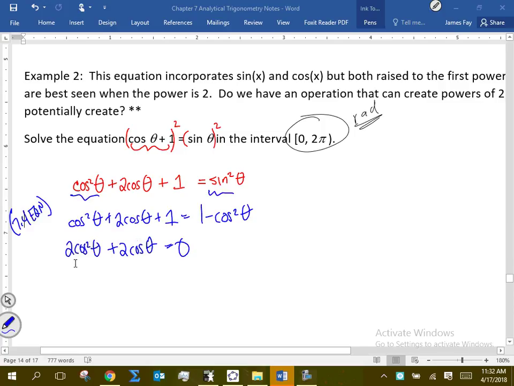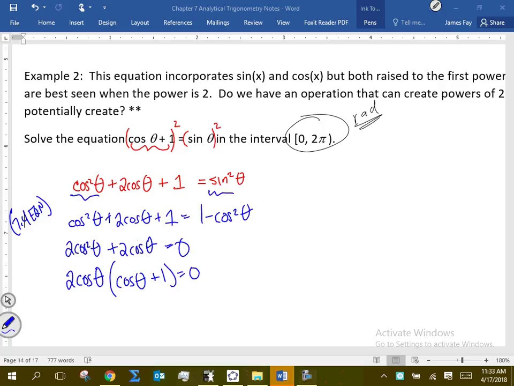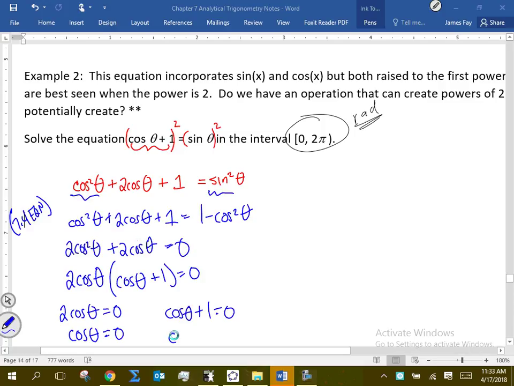What do these two terms both have in common? 2 cosine theta. So when I take out 2 cosine theta, it leaves me cosine theta plus 1 equals 0, right? So this then is 2 cosine theta equals 0. And this gives me cosine theta plus 1 equals 0. So this is going to give me cosine theta equals 0 when I divide both sides by 2. And this will give me cosine theta is equal to negative 1.